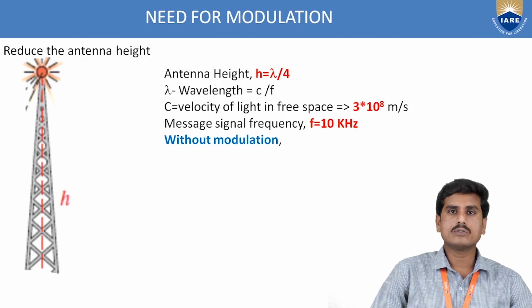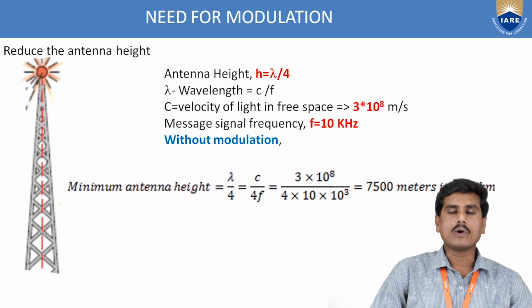Here c is equal to the velocity of light in free space, so that is nothing but 3 into 10 to the power of 8 meters per second. Now consider a low frequency signal, that is our message signal, f is equal to 1 kilohertz. So how much antenna height can a 1 kilohertz signal require?